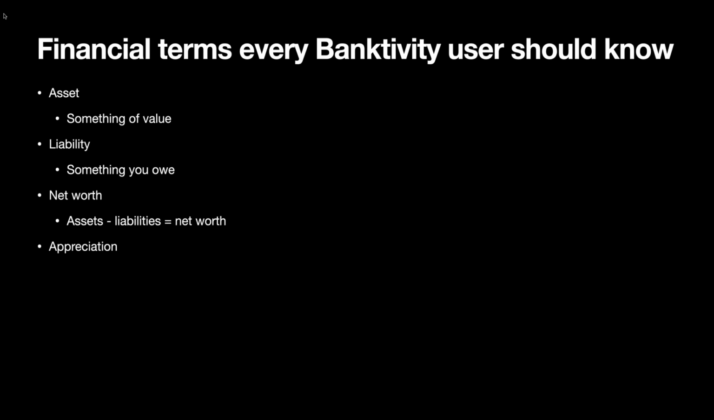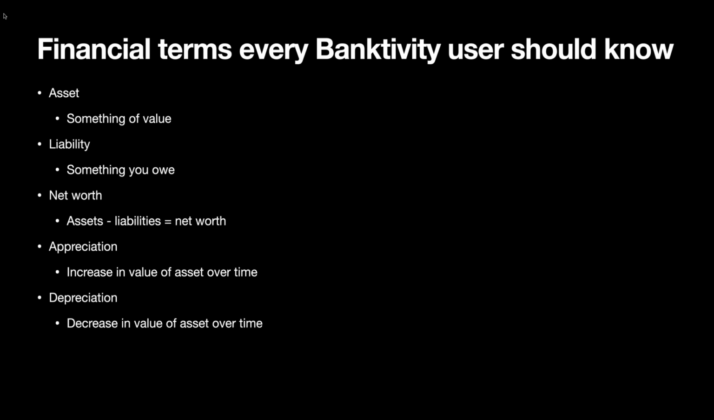All right, the next term is appreciation. This is an increase in the value of an asset over time. So now we can kind of layer these words together and talk about whether an asset is appreciating or not. That is, you have something of value and you expect its value to keep increasing. That would be an appreciating asset. Conversely, we have depreciation, and not surprisingly, that's just a decrease in value of an asset over time.